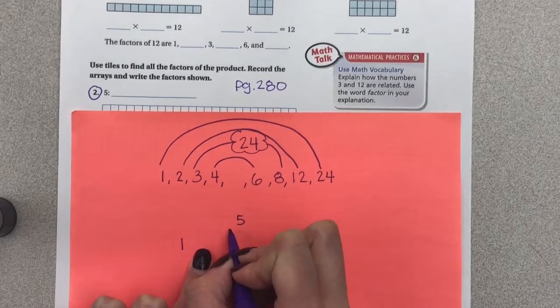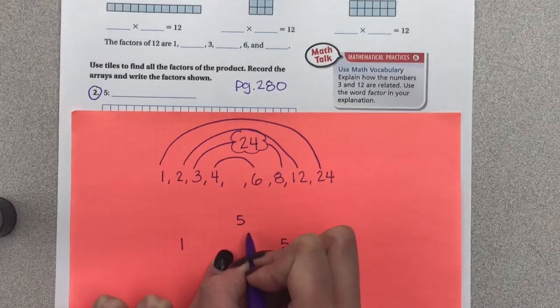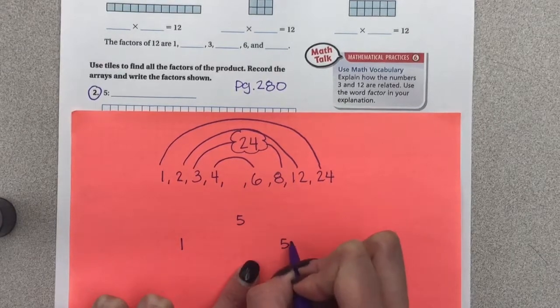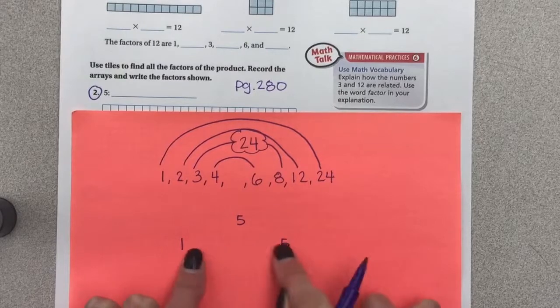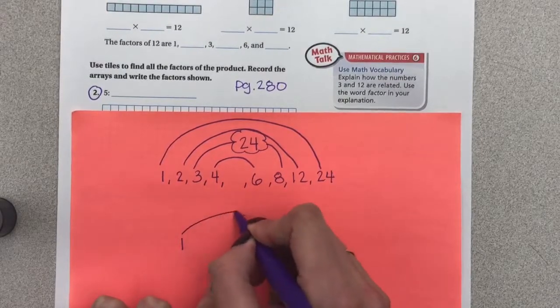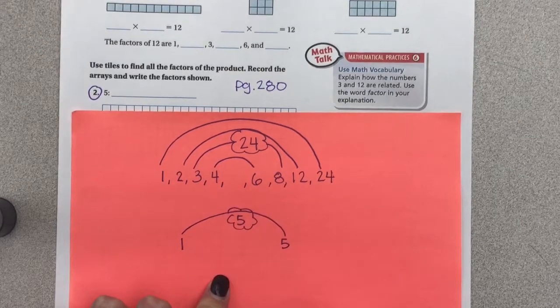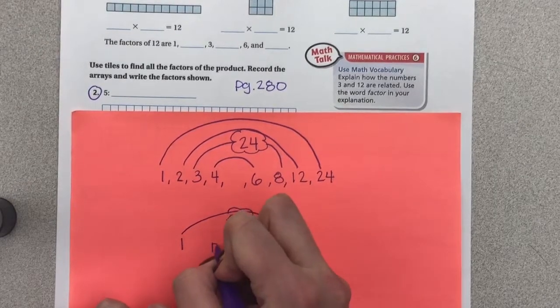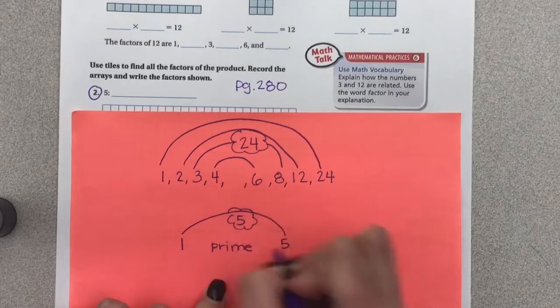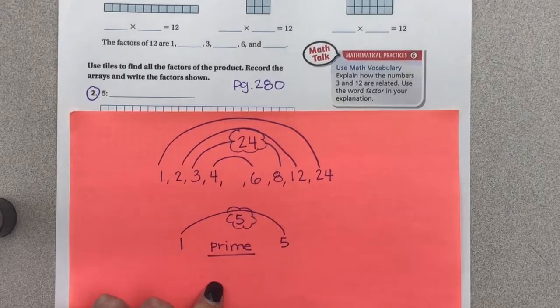Does 2 go into 5? It does not. So 3. Does 3 go into 5? Also not. Does 4 go into 5? No. And there are no other numbers in between 1 and 5, which means that the only factors that 5 has are 1 and 5. And we're going to get that into the next lesson, but that means that this is a prime number. So that's a sneak vocabulary word for our next lesson.